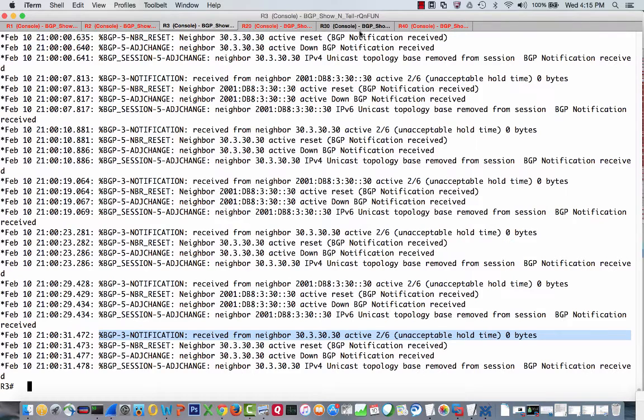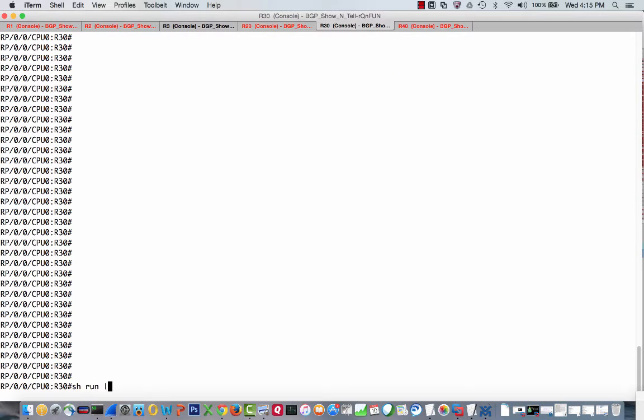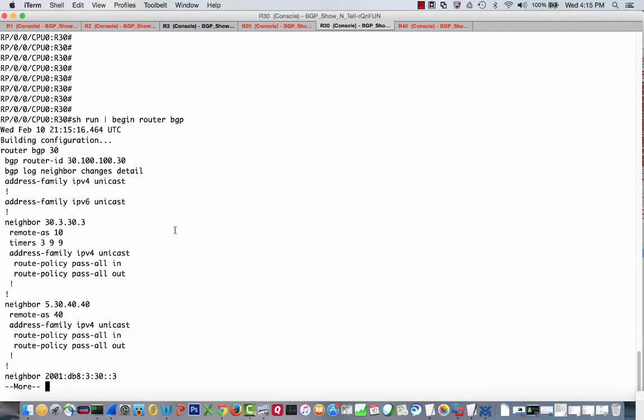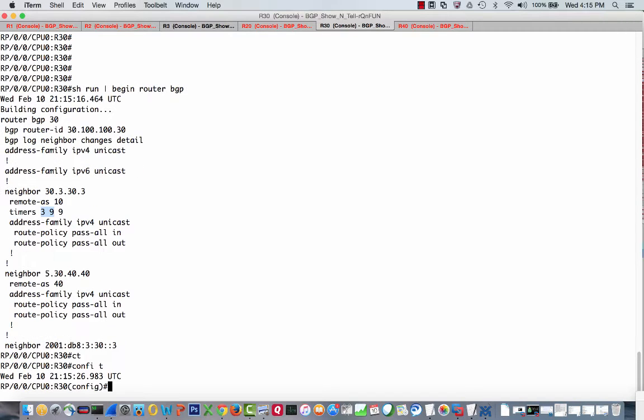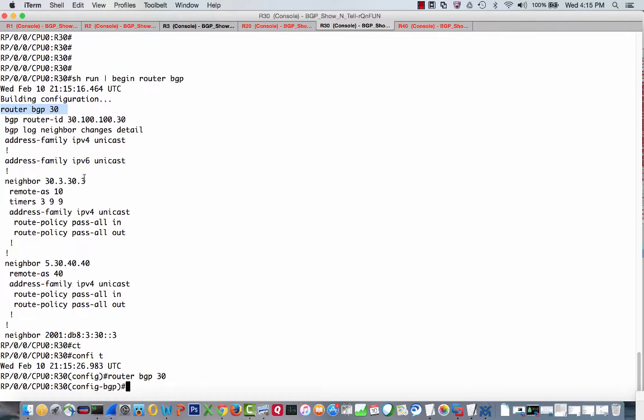So let's go over to R30 and do a show run, begin router BGP. And what you'll see is I actually have 3 and 9. Now, I could do 3 and 9 if I didn't have that additional thing at the end. This is XR here, so it looks a bit different.